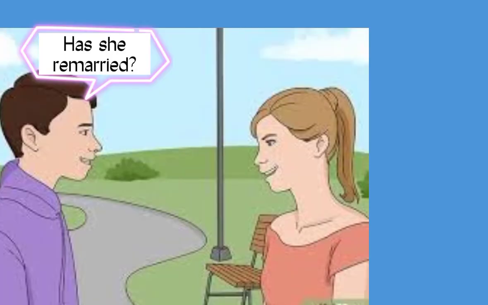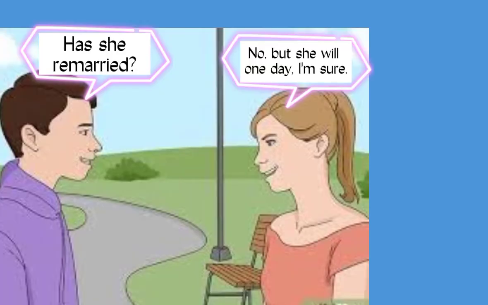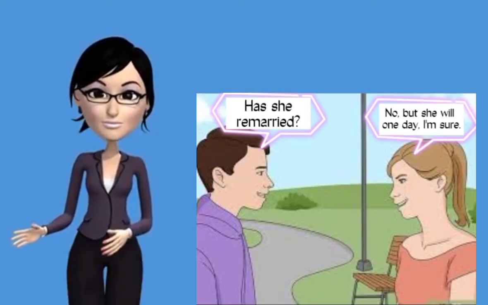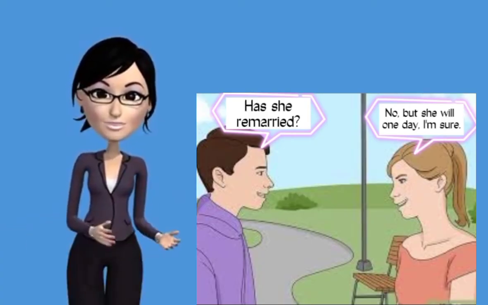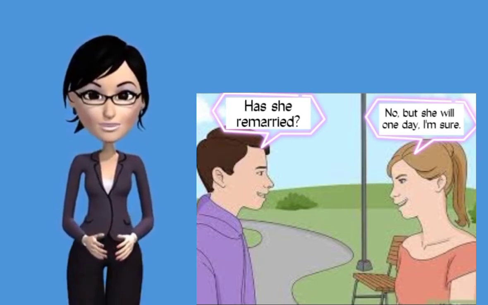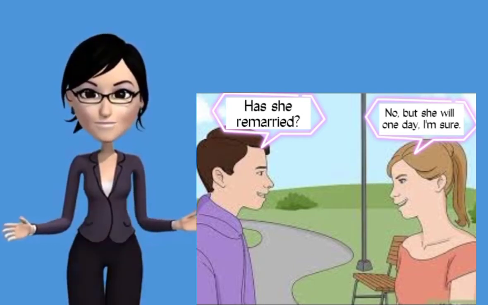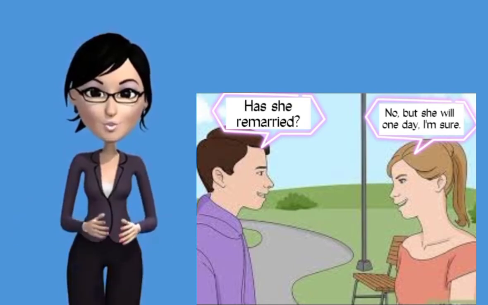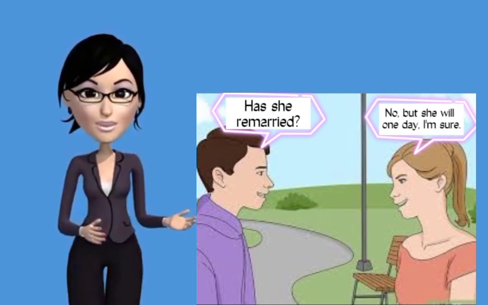Example: "Has Cher married?" "No, but she will one day, I'm sure." This type of sentence is verbal group ellipsis because there is an auxiliary change in the sentence. The word has changes into the word will.